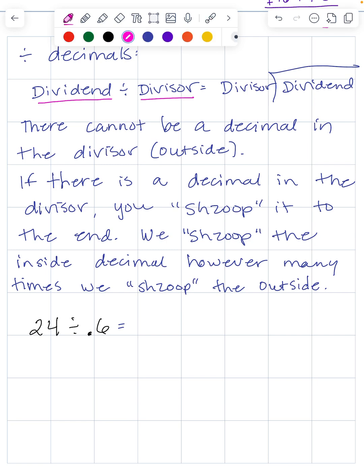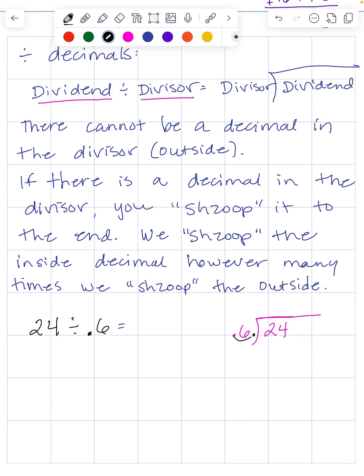So let's do an example here. We've got 24 divided by 6/10. Now, 24 doesn't have a decimal at all, right? Which might seem weird because we need to take this decimal and zoop it to the end. That now becomes 6.0, but we don't need to put the 0 there. Every number ever has a decimal at the end of it. We just usually don't write them if it's a whole number.